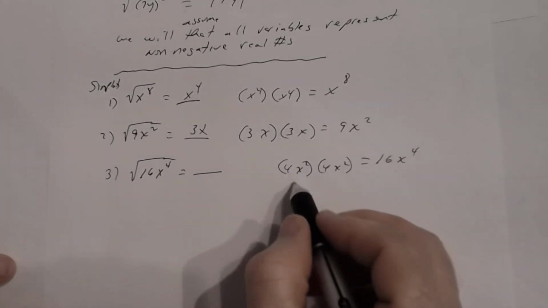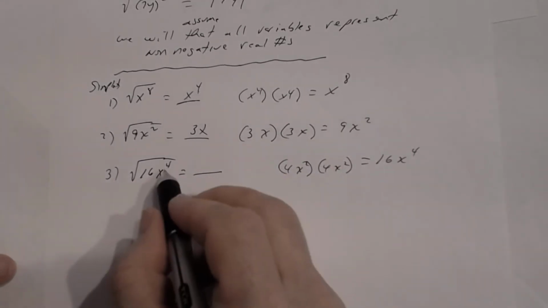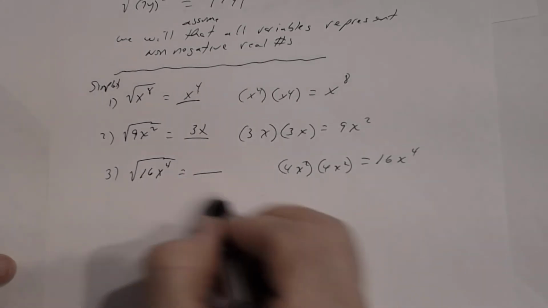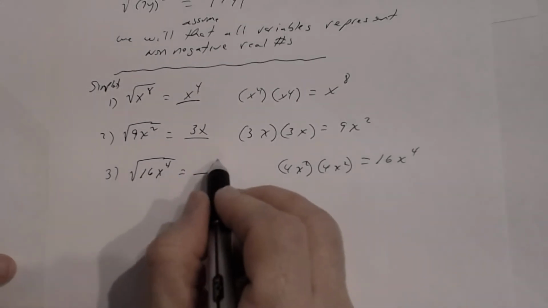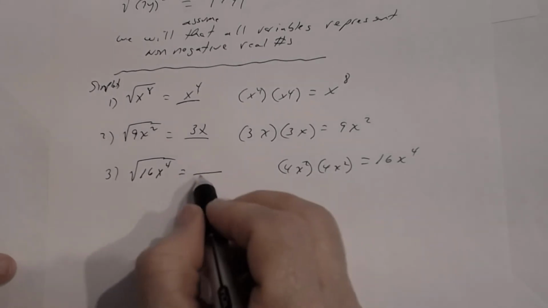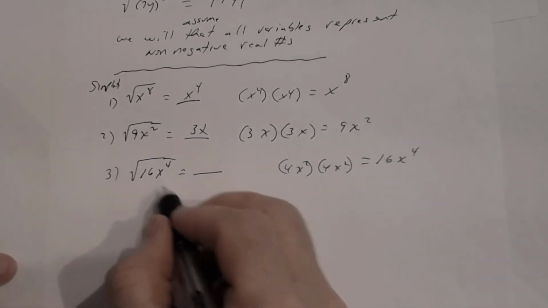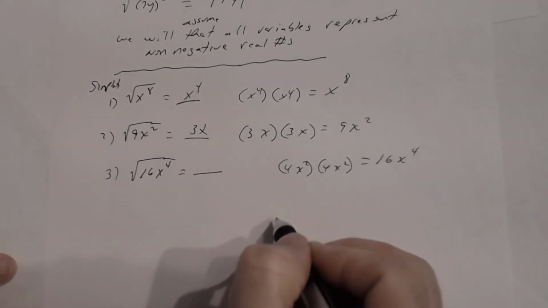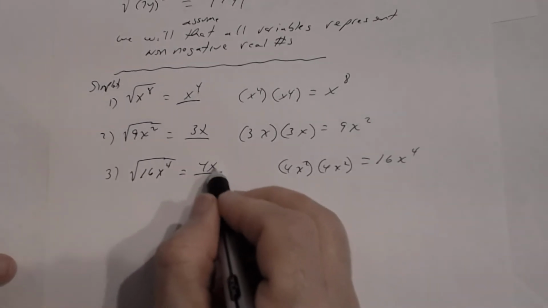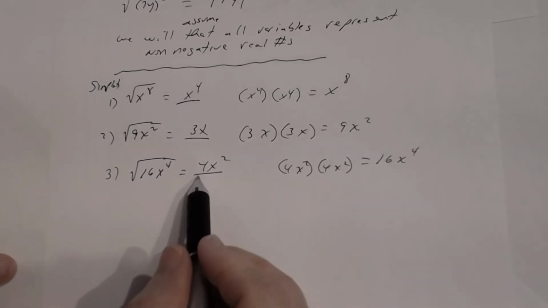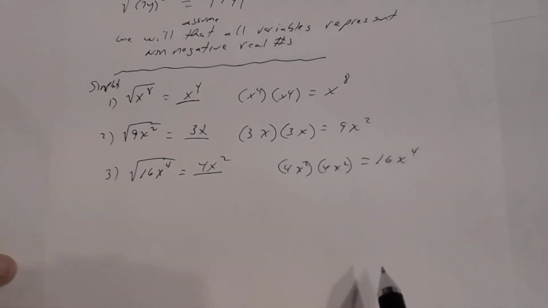So whatever you put in here, it needs to be here, because that's what we mean by taking the square root of a radicand. Whatever that equals, it means that times itself will be the radicand, 16x to the 4th. Okay, so the answer is 4x squared. Kind of makes sense because 4 times 4 is 16. X squared times x squared is x to the 4th.